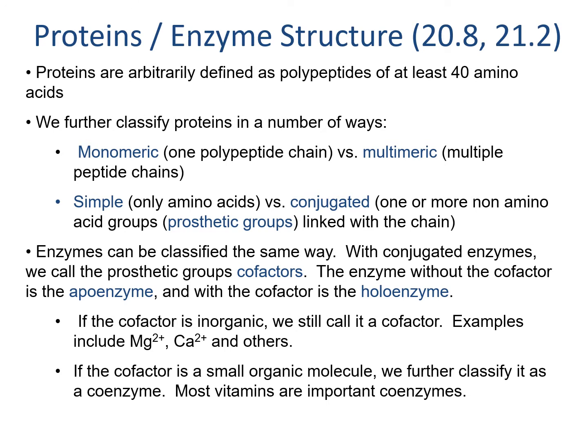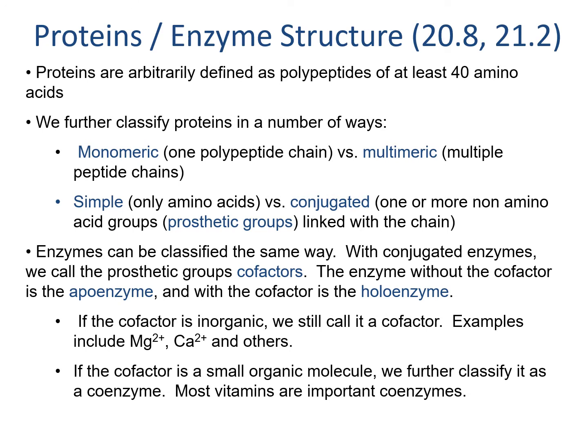The prosthetic groups for enzymes are called cofactors when we're talking about enzymes. So a cofactor is a specific example of a prosthetic group. When we talk about an enzyme that has the cofactor, the enzyme with the cofactor is called the holoenzyme, think like whole enzyme, and the enzyme without the cofactor is the apoenzyme.